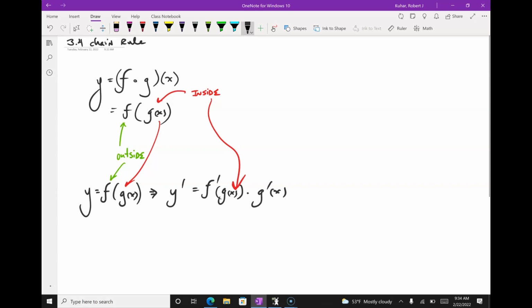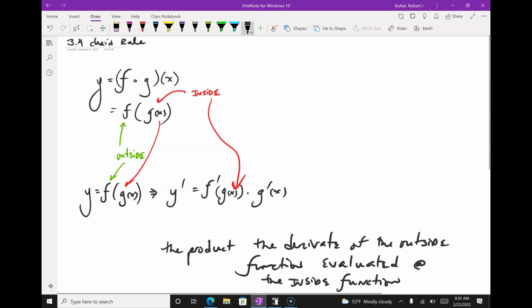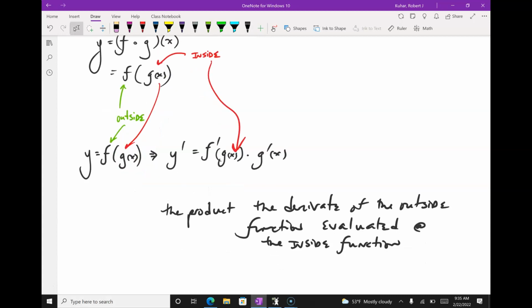So in words, I'll say the product of the derivative of the outside function evaluated at the inside function. There's the first part of my product. The product of this and the derivative of the inside function.